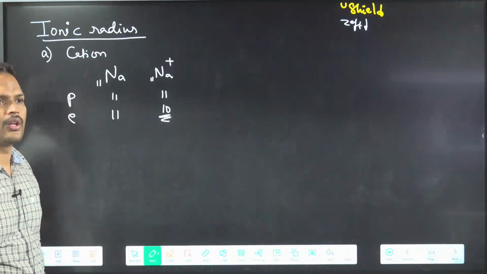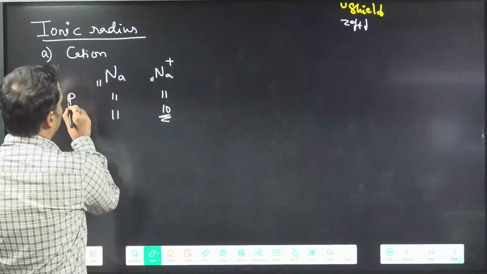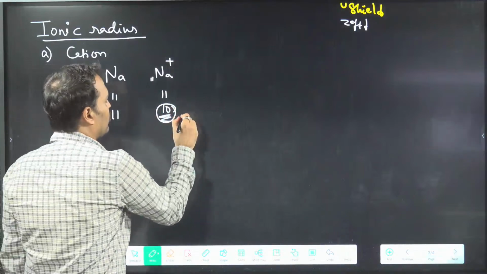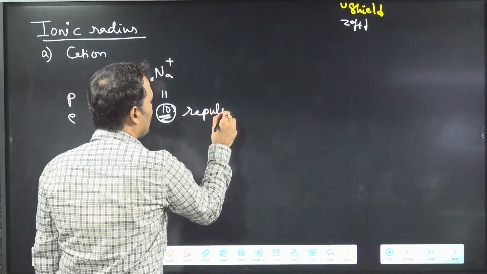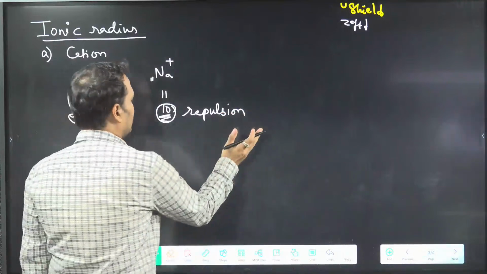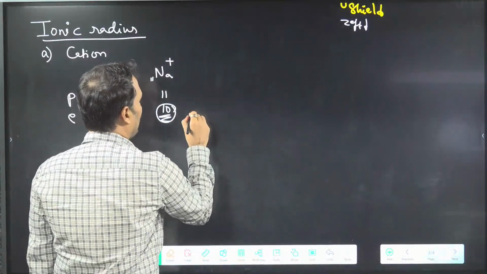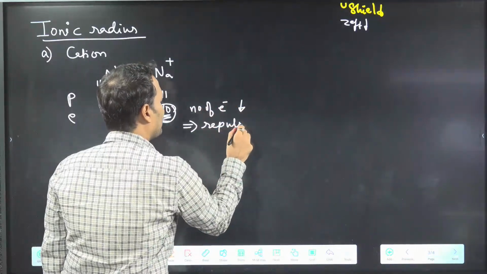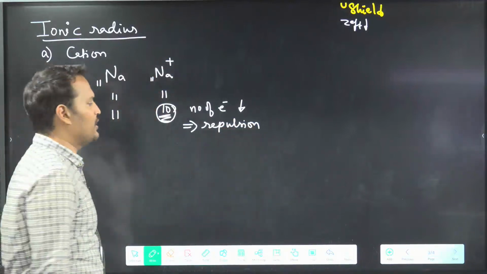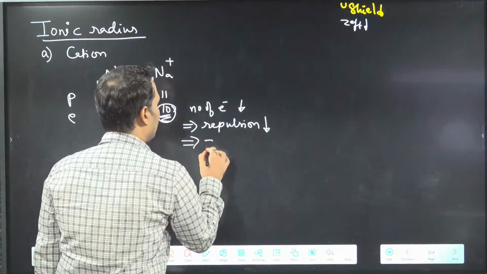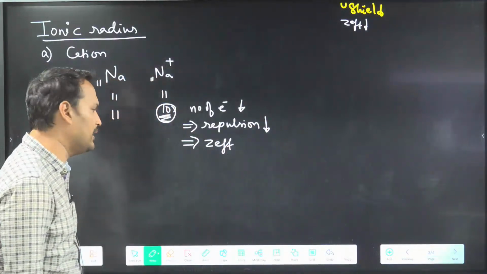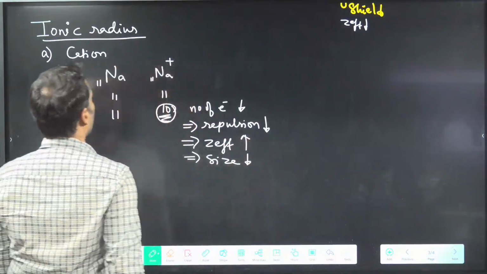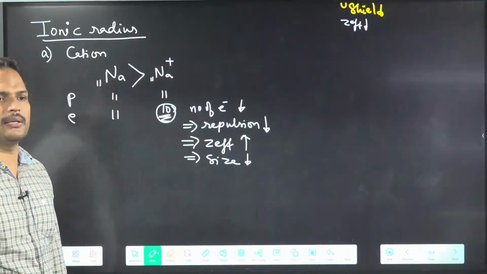Now see here. What we are seeing here is that the proton is the same, but the electrons are less. If electrons are less, that means repulsion is less. If the number of electrons decreases, what will happen to repulsion? Repulsion will also decrease. If repulsion decreases, Z effective will increase and size will decrease. So we can say cation is smaller than the parent atom.